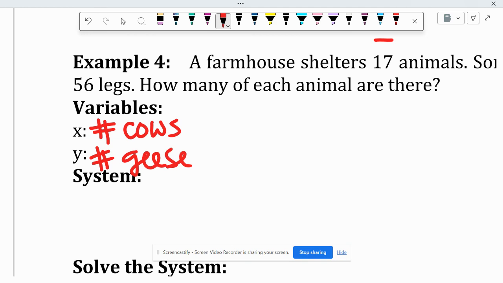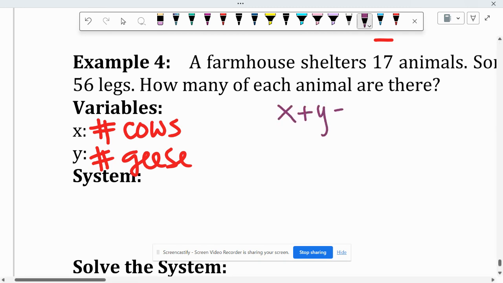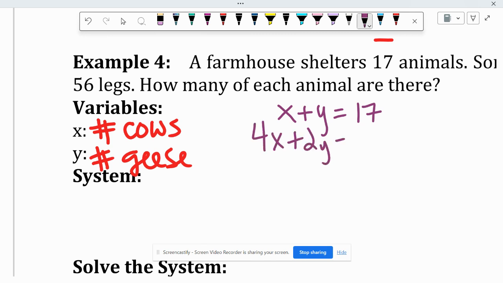Okay. Someone different. What's the first equation going to be? Yep, number of animals: x, number of cows, plus y, number of geese, equals 17. The next equation is going to have to do with their legs. Go ahead, Carter. Providing that none of the geese got caught in some kind of machinery or the cow didn't lose a leg. We always have to say that, right?